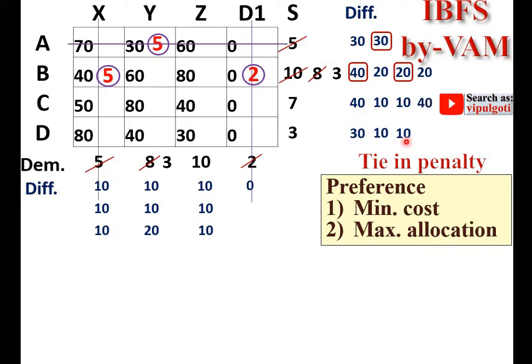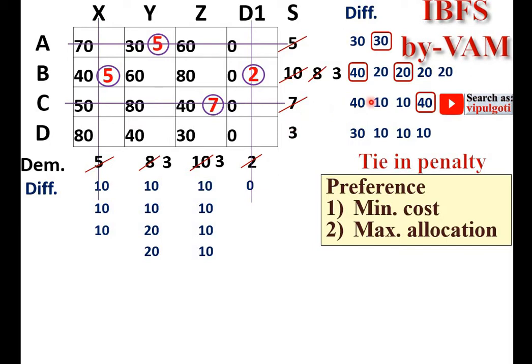Once again find the penalty for the remaining rows and columns. Select the greatest penalty so that the corresponding minimum cost is 40. And for allocation, select the minimum value from the corresponding supply and demand. So it will be 7. Modify the supply and demand so that this will be cancelled.